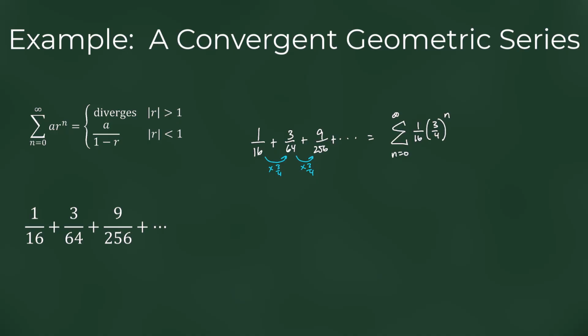So this is geometric with an r value of 3/4 and an a value of 1/16. So our sum is going to equal, by our formula, a, 1/16, divided by 1 minus r, 1 minus 3/4, so that's 1/16 over 1/4, which is 1/16 times 4 over 1, which gives us 1/4.